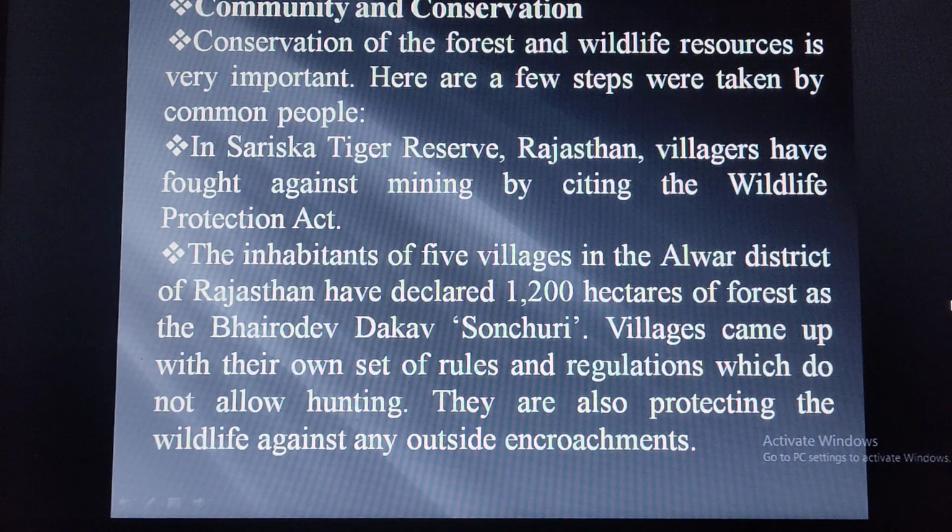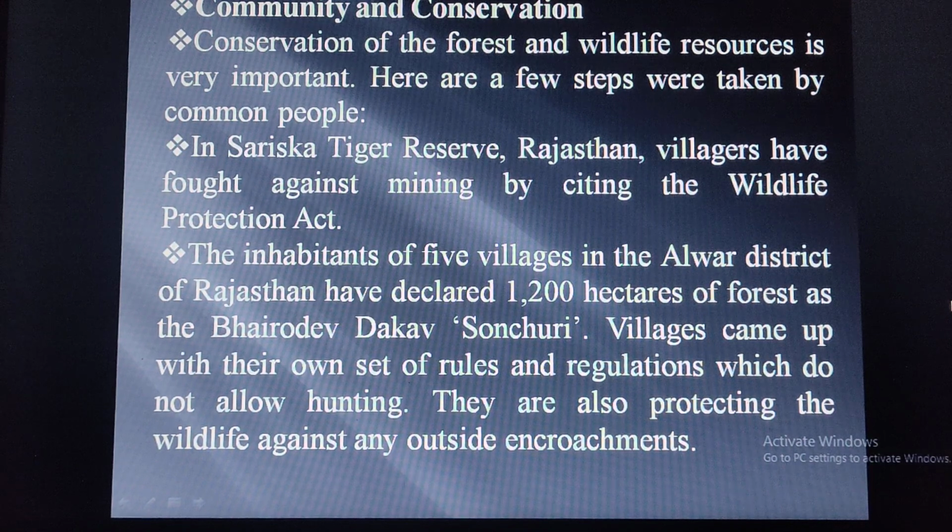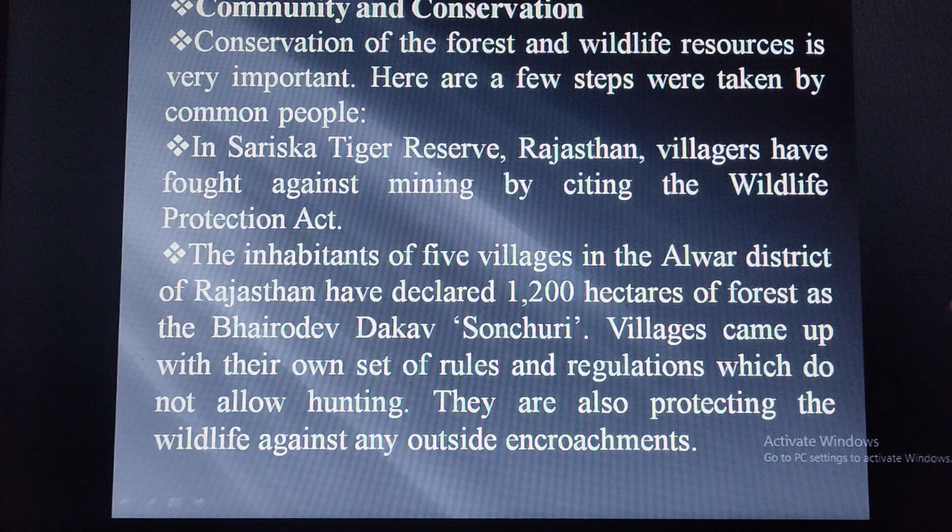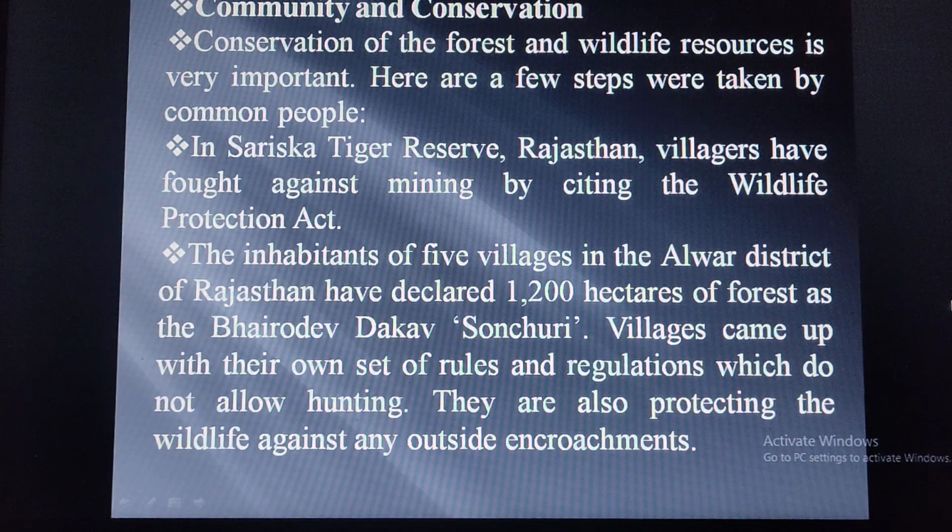Let us move forward. So now we are going to learn about community and conservation. Conservation of forest and wildlife resources is very important. Here are a few steps which were taken not by the government but by common people. In Sariska Tiger Reserve, Rajasthan, villagers have fought against mining by citing the Wildlife Protection Act.